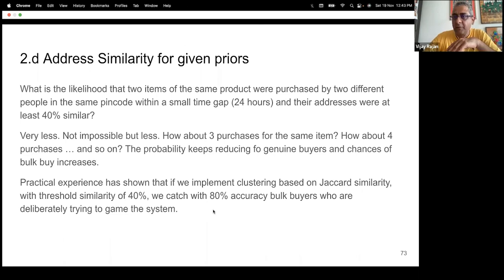In the interest of time, I'm going to make this really short. Basically, we didn't want to compare addresses in Mumbai and Delhi. It didn't make any sense. So we use pin code as one of our points of partitioning. The next thing we use is a 24-hour gap for clustering of addresses. And we also kept the same item, the same SKU, being bought. And this gave pretty good results.